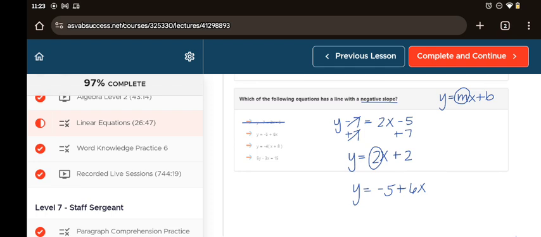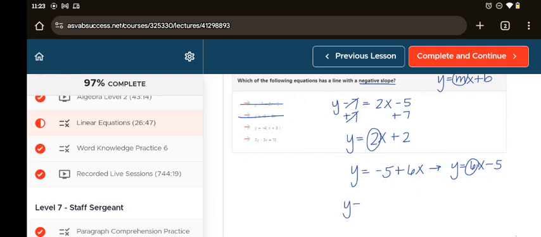Well, we want the mx to come first, so the 6x is going to come first, and it's going to go ahead and carry the sign that's in front of it. So this becomes y equals 6x minus 5. The 6 is a slope, it's positive, so this is definitely not it, okay? And then we're going to look at the next one.